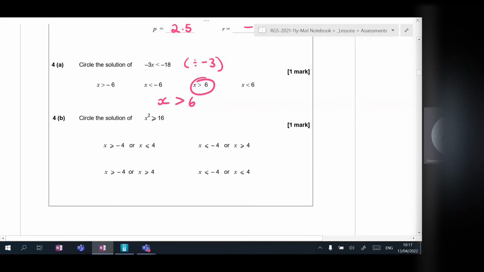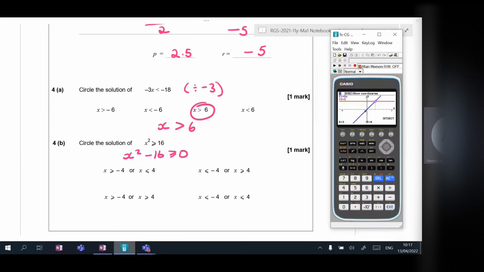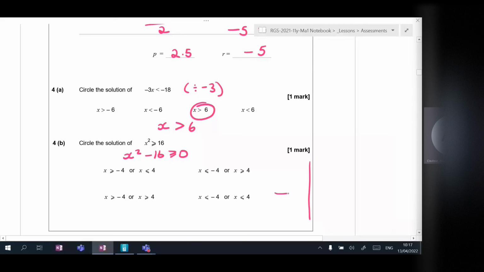For this one here, x squared is bigger than 16. Anything that is a quadratic inequality, you do need to draw the graph. So if you get everything on one side, draw the graph of x squared minus 16, and then you can use that to find the roots, which are obviously 4 and minus 4. So just sketch the graph.